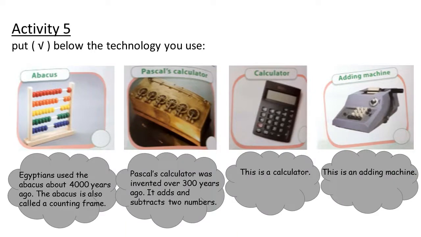Number 5, put a tick below the technology you use. For me, I use only the calculator. If you are using the abacus, you will put a tick below the abacus. A Pascal's calculator, no one uses it now. It's very old. Adding machine, if you work in a store or use the adding machine, put a tick. For me, I use only the calculator.